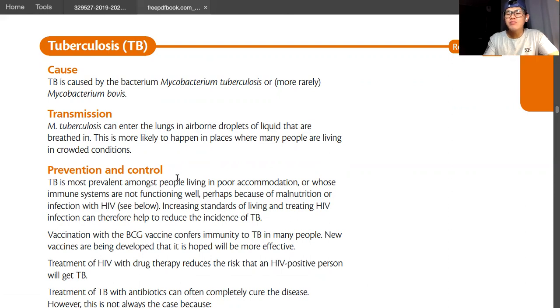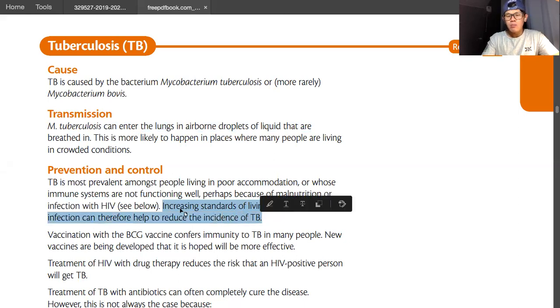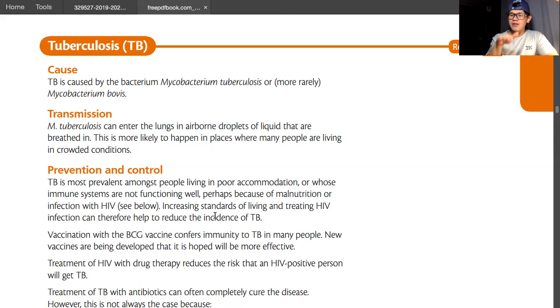And the only best way in order to prevent TB is simply by increasing the standard of living and treating HIV infections. Okay, by doing this, it can significantly improve the control, the prevention for TB. Okay, because if you live in a poor condition, the chances are you're more likely to spread the disease. But if you live in better conditions, you have ruang tidur yang besar, tidak bercampur sama orang lain.